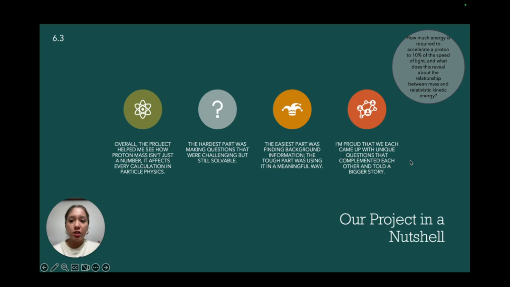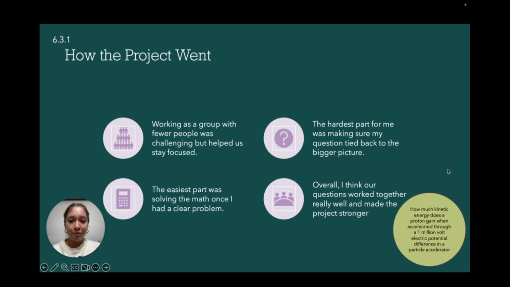Our project in a nutshell. So, overall, the project helped me see how proton mass isn't just a number, it affects every calculation in particle physics. The hardest part was probably making questions that were challenging but still solvable. The easiest part was finding background information. The tough part was using it in a meaningful way. And I'm proud that we each came up with unique questions that complemented each other and told a bigger story.